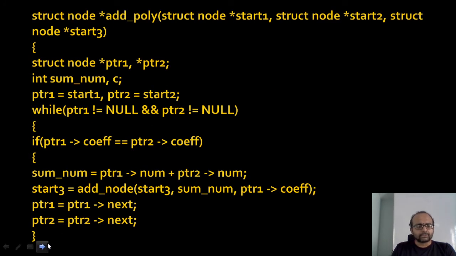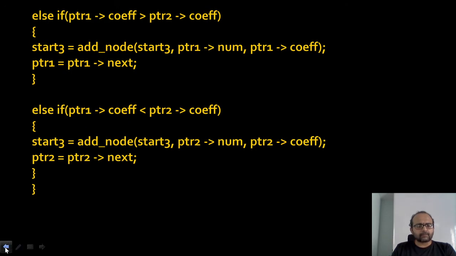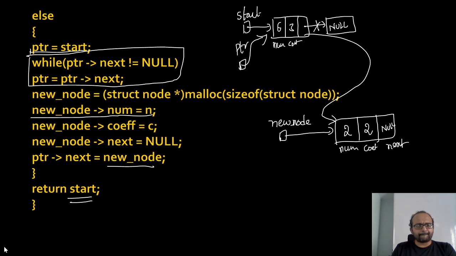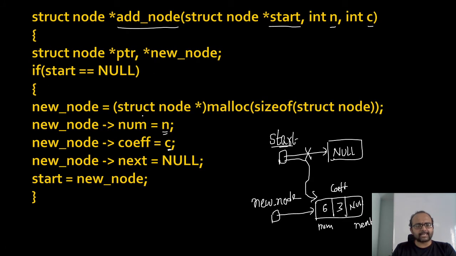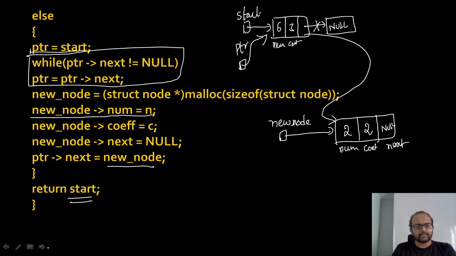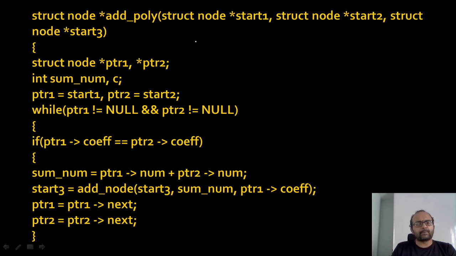Okay, so yeah, this is basically adding a node. Till now what we have seen is adding a node to the linked list. Next, we will perform adding a polynomial. In order to add a polynomial, first you have to represent two polynomials. One polynomial is represented by the start1 pointer, and the other polynomial is represented by the start2 pointer.